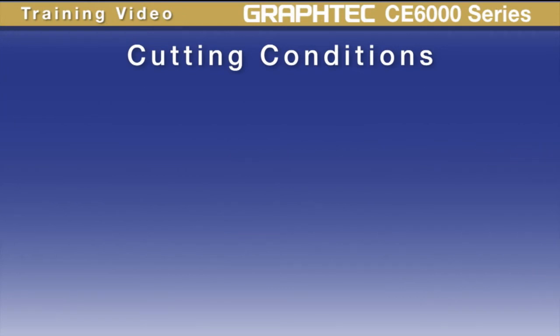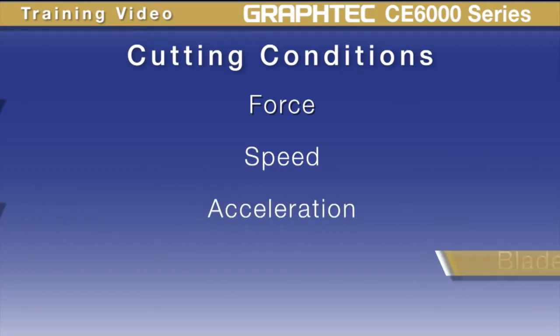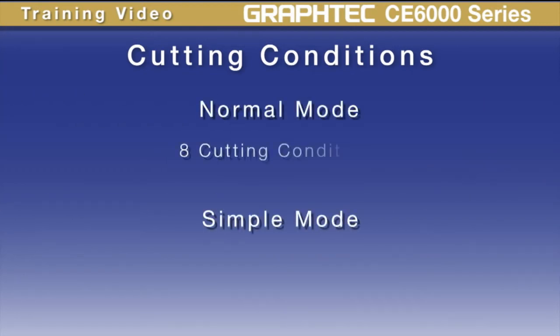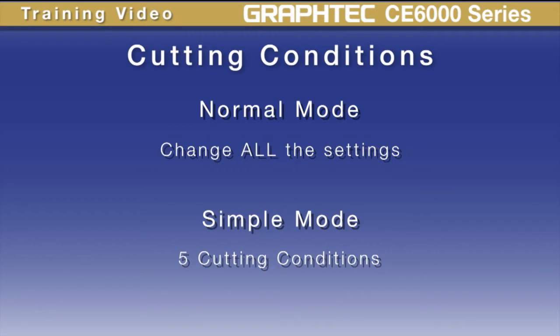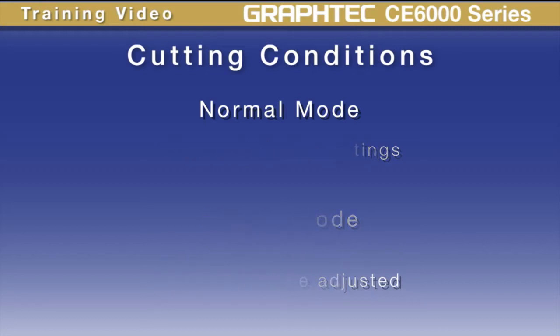The settings within a cutting condition include the force, speed, acceleration, the type of blade that's to be used, and other settings. The CE6000 has a total of 8 cutting conditions when the plotter is in normal menu mode, and 5 cutting conditions when the plotter is in the simple menu mode. The normal menu mode allows us to change all the settings for a condition, whereas the simple menu mode allows for adjusting the speed and force. In this lesson though, we'll be covering how to adjust cutting conditions while in the normal menu mode, since the steps are similar in nature to the simple mode.